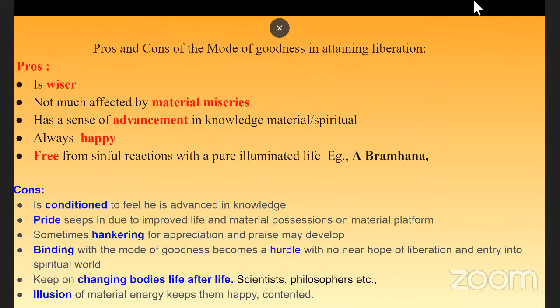Cons: is conditioned to feel he is advanced in knowledge. Pride seeps in due to improved life and material possessions on the material platform. Sometimes hankering for appreciation and praise may develop. Binding with the mode of goodness becomes a hurdle, with no near hope of liberation and entry into the spiritual world. Keep on changing bodies, life after life. Examples: scientists, philosophers, etc. Illusion of material energy keeps them happy, contented.